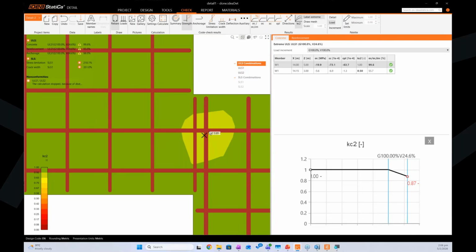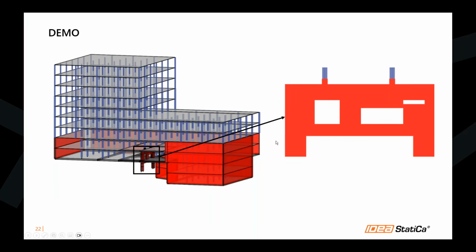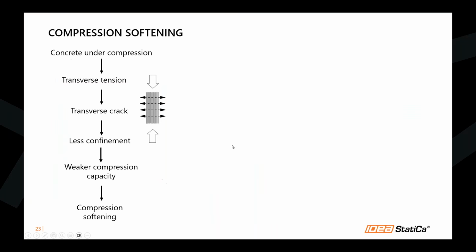So what is this compression reduction factor? Is it even considered in the code? Do we really have to consider this? The answer is yes, actually. So let me just move down. So what is this factor?